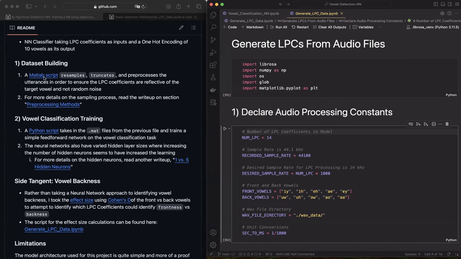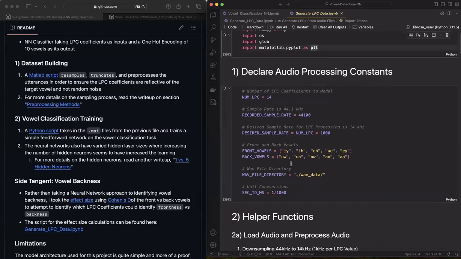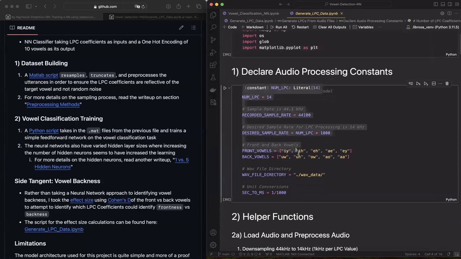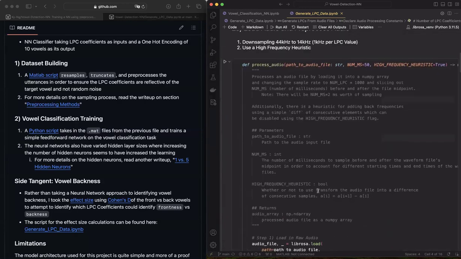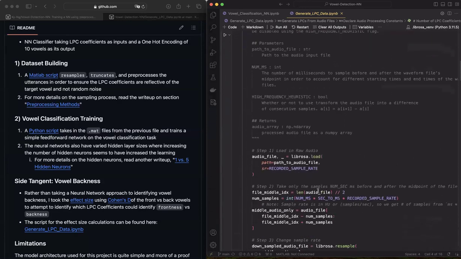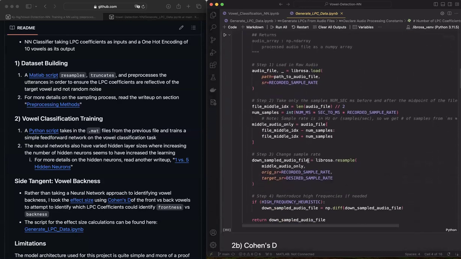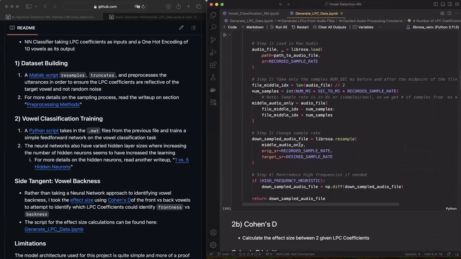So we can either jump into the MATLAB script or this equivalent Python script. I'll go through the Python script since a lot more people are familiar with it. What this is doing is taking the number of linear predictive coefficients and processing them. For our audio files, we load them in using librosa. But we have an important step here: we want to make sure that we only grab the middle of the files, since people could record them at different times. For example, they might wait 3 seconds and then say the first vowel E.